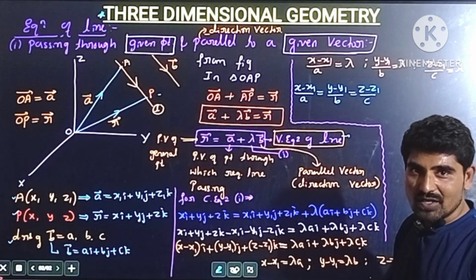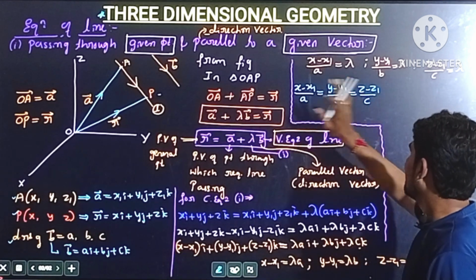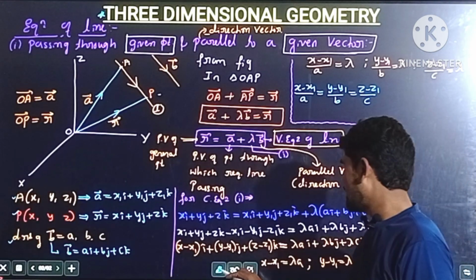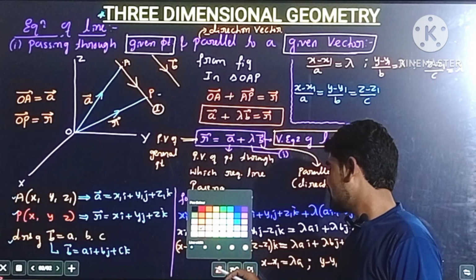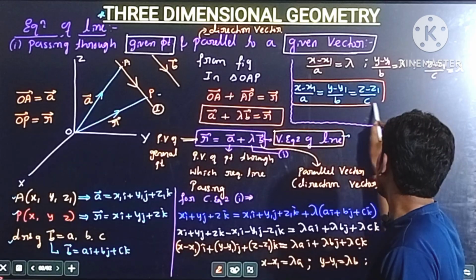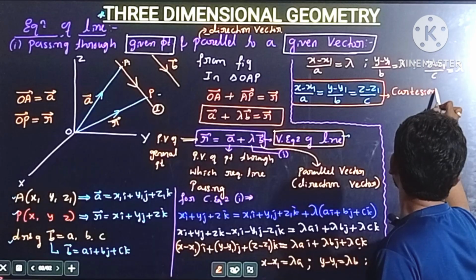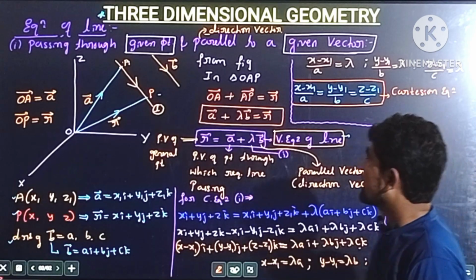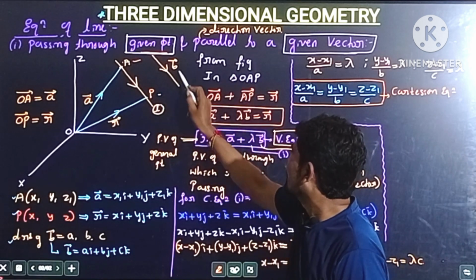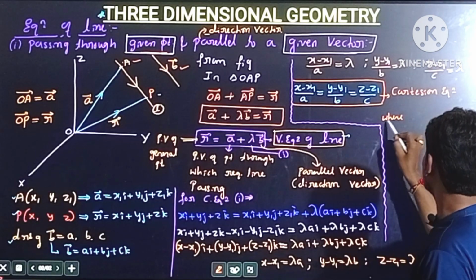So to solve the problems, we need to know what x, y, z, x1, y1, z1, and a, b, c are in this equation. And this equation, x minus x1 by a, y minus y1 by b, z minus z1 by c, is known as the Cartesian equation of the required line which passes through the given point A and is parallel to the given vector B. Where, observe this, because these things are important to solve the problems.